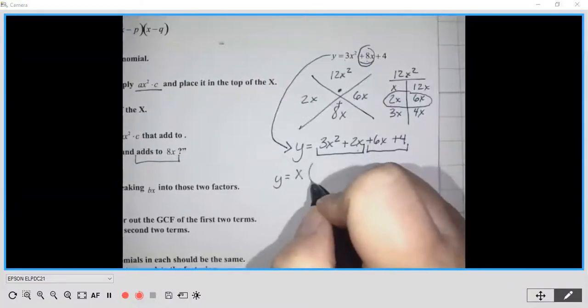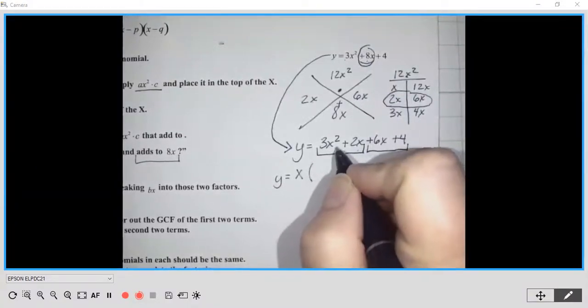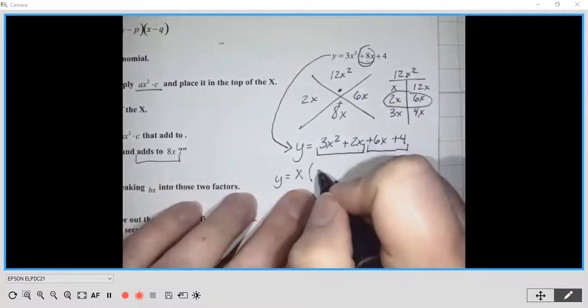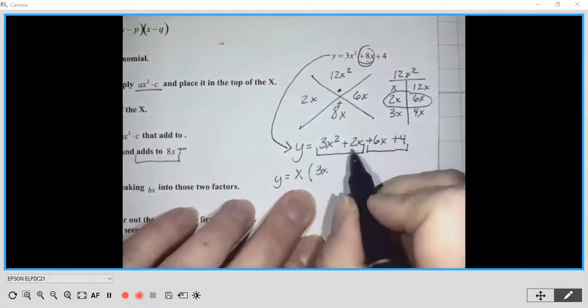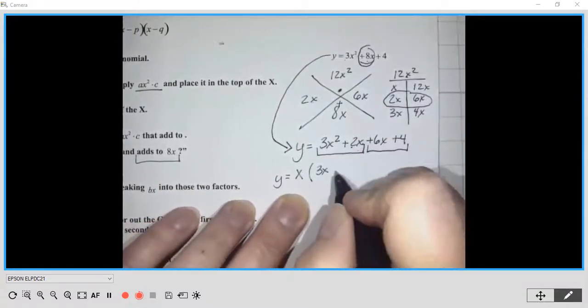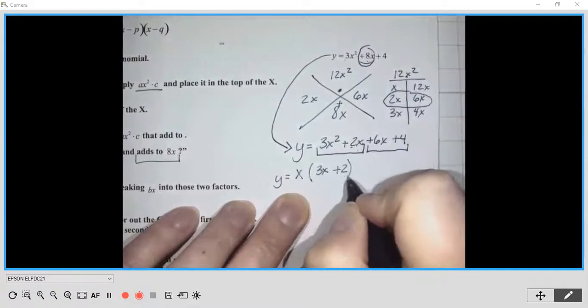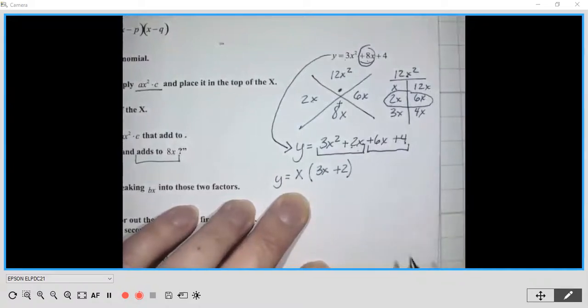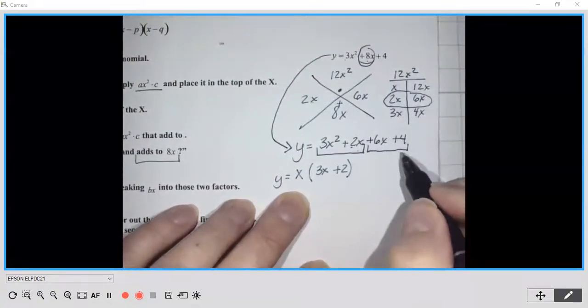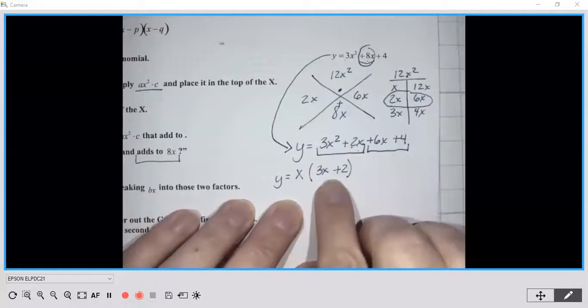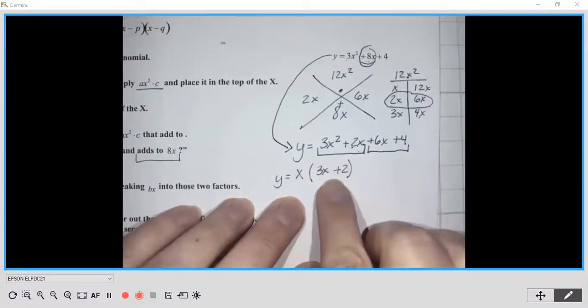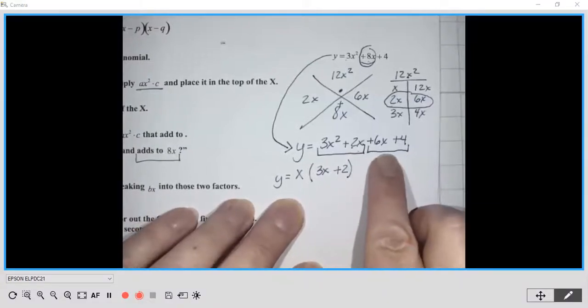And what am I left with? 3x squared divided by x is 3x. And 2x divided by x is 2. So it's plus 2. All right. Then I'm going to go to my second group. So I just factored the first group. This is why it's called factor by grouping. Now I'm going to factor the second group.